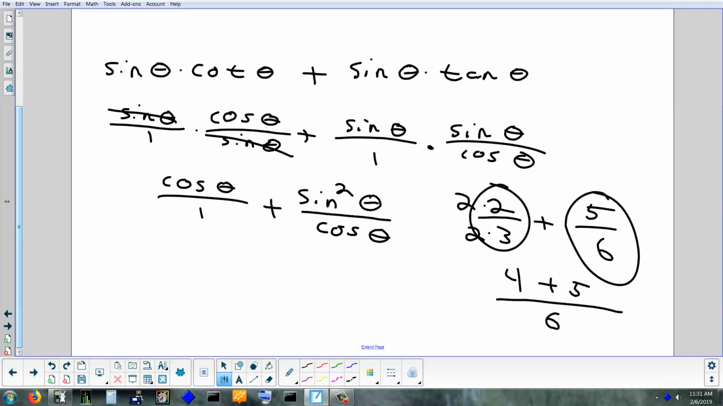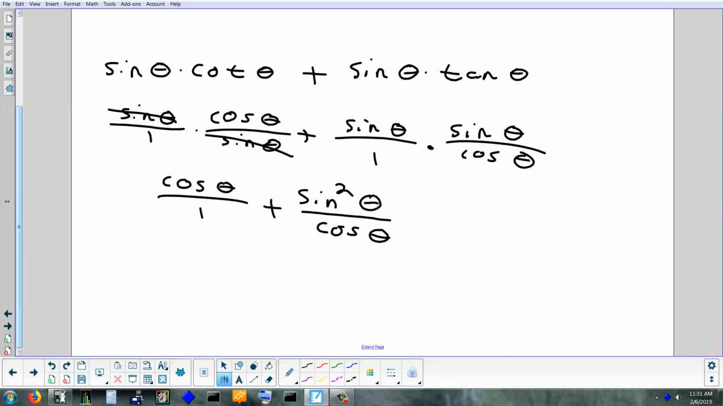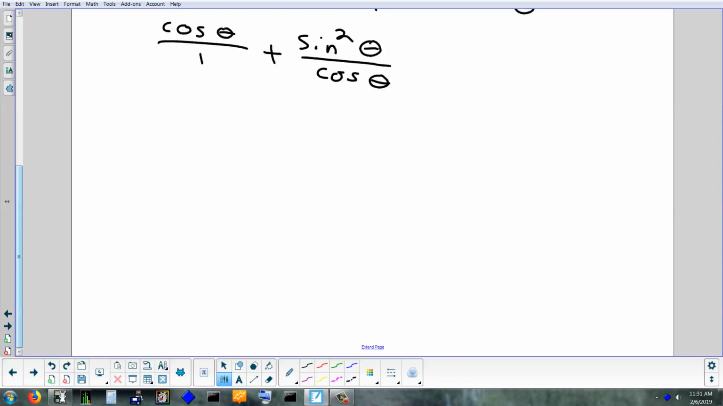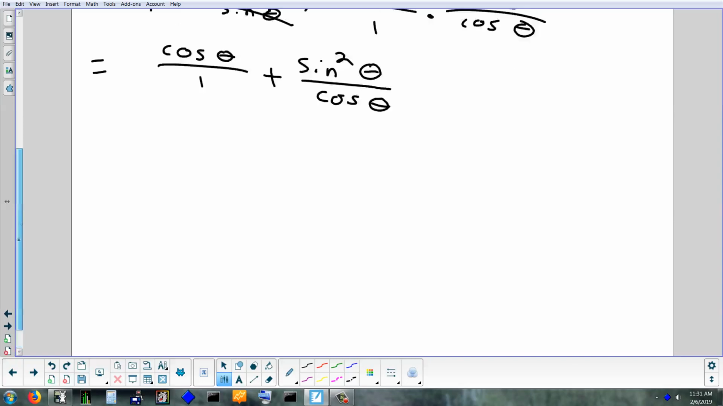All right. So let's look at over here. The common denominator is the product of the two denominators that you already have. So the common denominator here is 1 times cosine, which is how much? It's cosine.